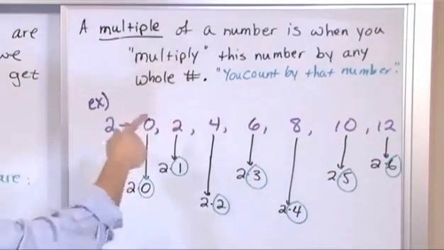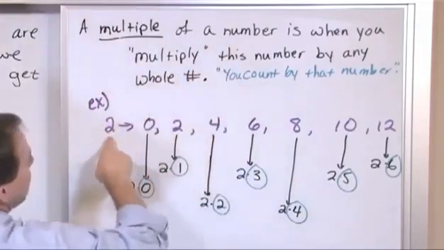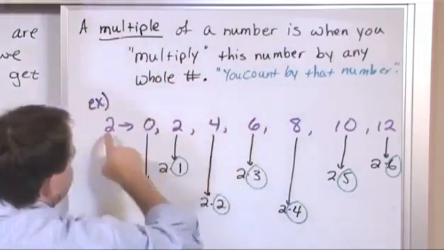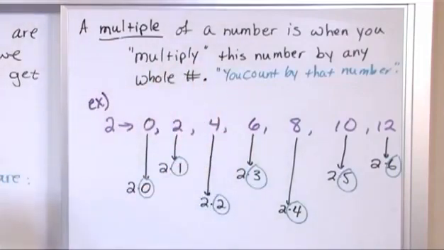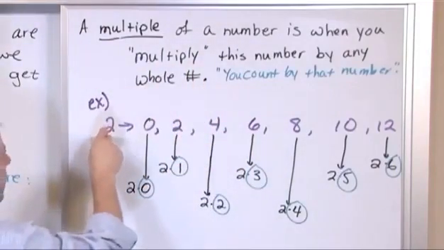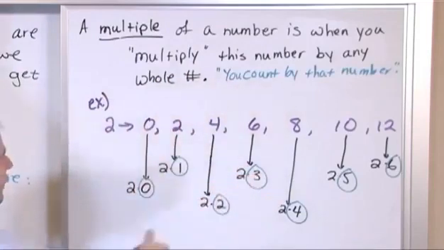So that's what the definition means. A multiple of a number is when you multiply this number by any whole number. It's kind of a hard to read definition, but basically you take the base number, you multiply it by something, and then you're getting a new multiple.